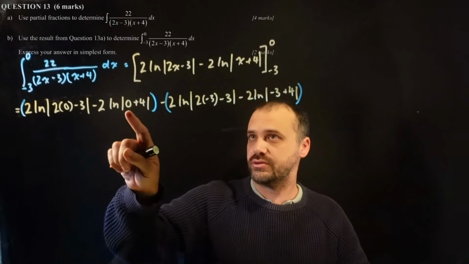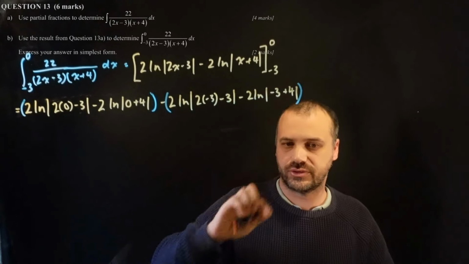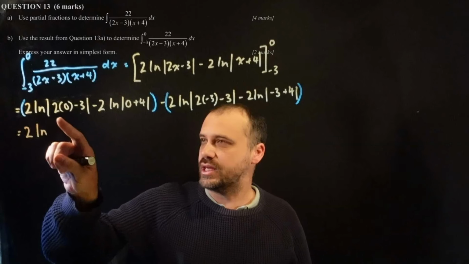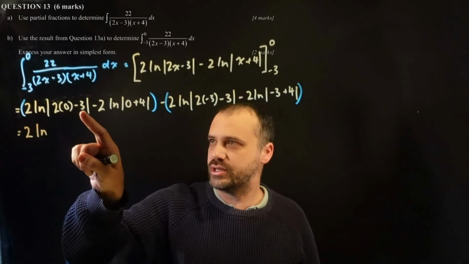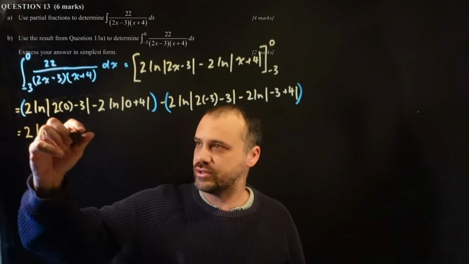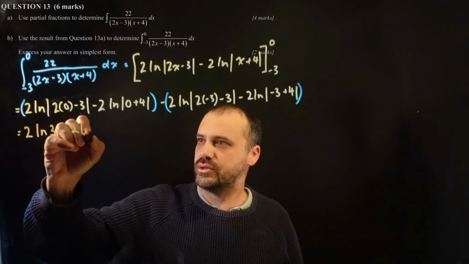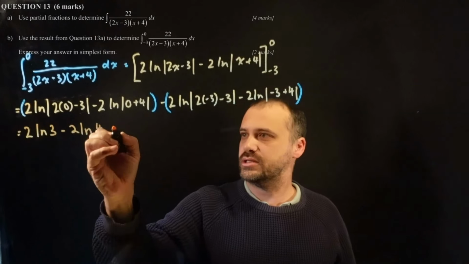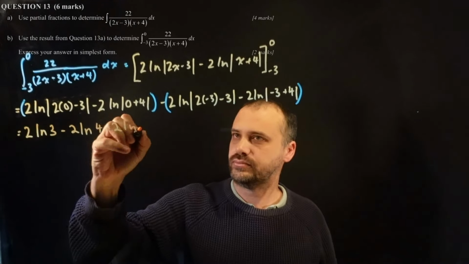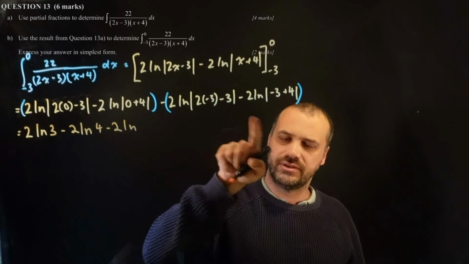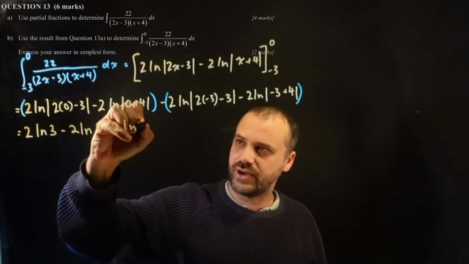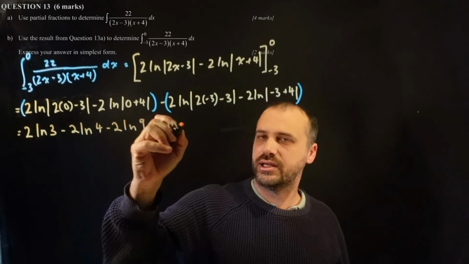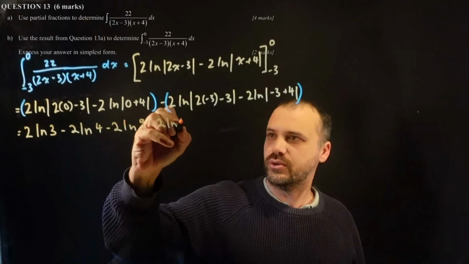I've subbed in 0, and I've subbed in negative 3. Now these absolute value signs are going to play a crucial role, right? Because the absolute value of 2 times 0 minus 3, that's minus 3, but the absolute value is just 3. Minus 2 ln, the absolute value of 4 is 4, minus 2 ln. We end up with negative 6, negative 3, that's negative 9, but the absolute value is positive 9. And then minus, so positive 2 ln. Negative 3 plus 4 is 1.